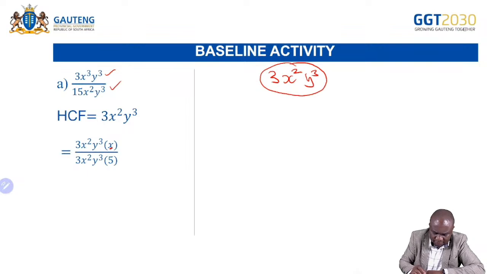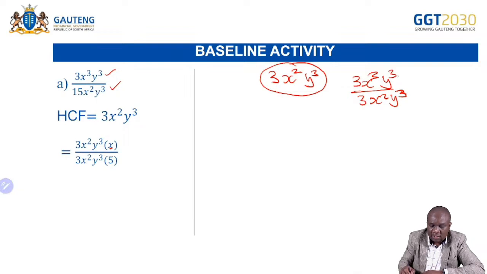If you divide 3x cubed y cubed by the highest common factor, which is 3x squared y cubed, what do you get? y cubed divided by y cubed is 1. Then 3 divided by 3 is 1. Then x cubed divided by x squared. You can even say 3 minus 2 for the exponent. Remember, when you divide powers with the same base, you subtract the exponents.